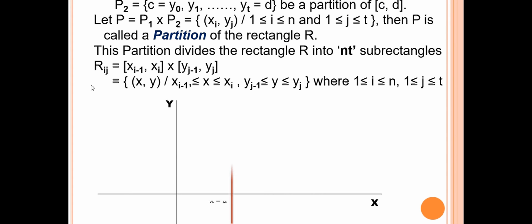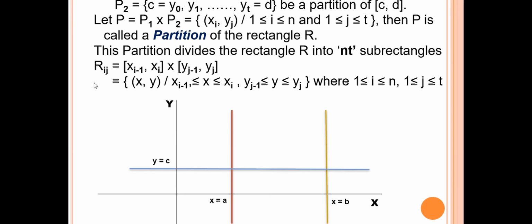So let us see. First of all, we are going to draw the original rectangle R. We have seen just now how to draw a rectangle, that is x equal to a and x equal to b and y equal to c and y equal to d. So this is your rectangle, and now I'm going to partition. First of all, we have seen that P1 is the partition of AB. So we are going to partition the set AB into n sub intervals. You will get n sub intervals.